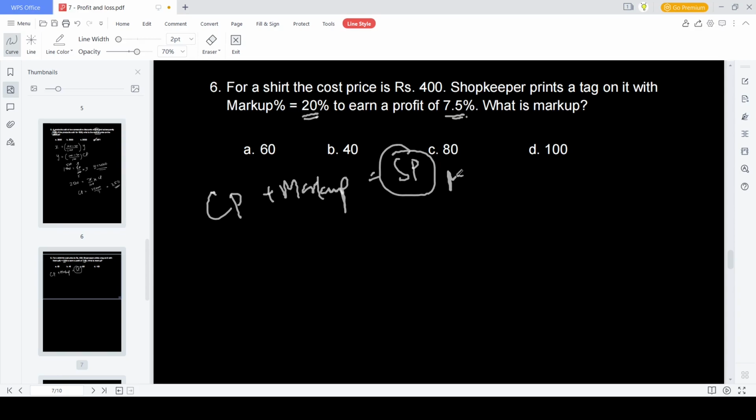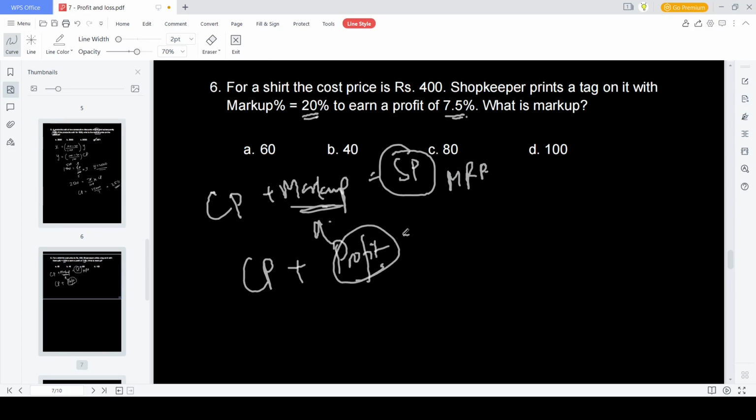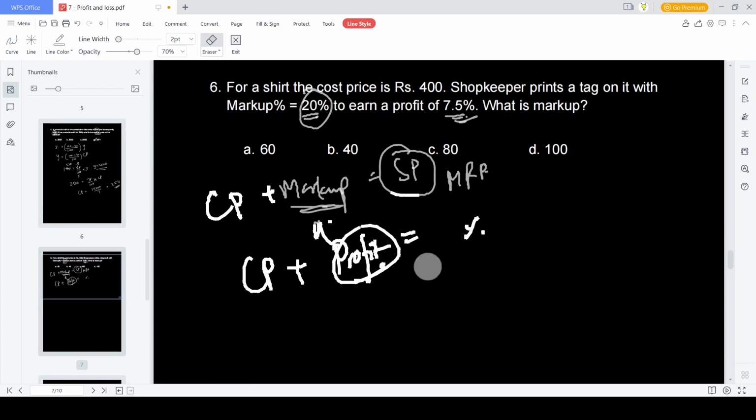So basically, this is called MRP. This is the actual profit he wants to earn, but what the seller actually gets is nothing but cost price plus profit. This is somewhere less than the markup because there are always discounts and all that. So he puts a markup of 20%, but he still earns only 7.5%. That's the idea. So we won't worry about that profit a lot.